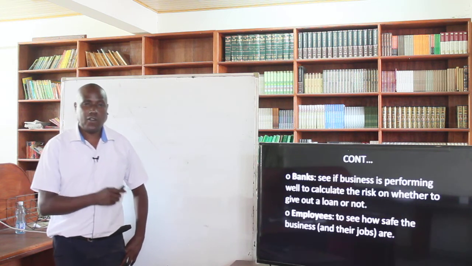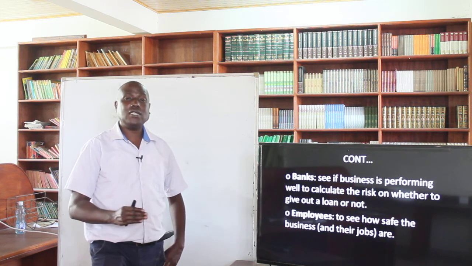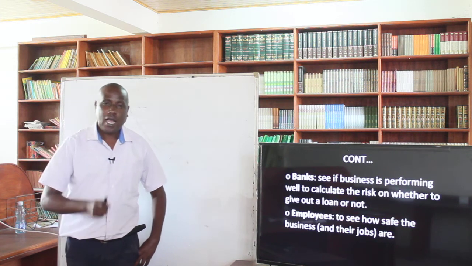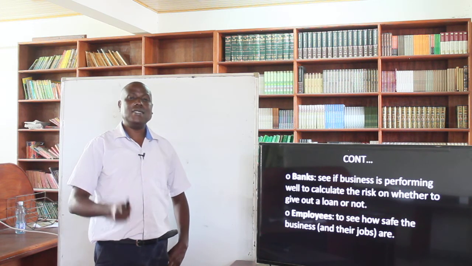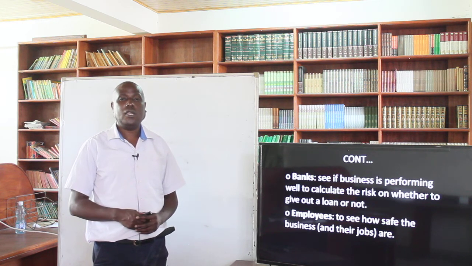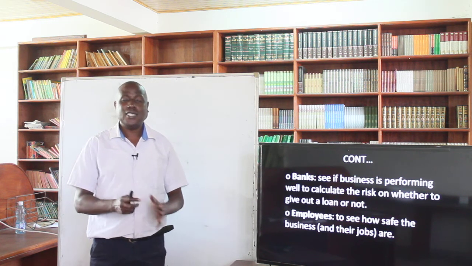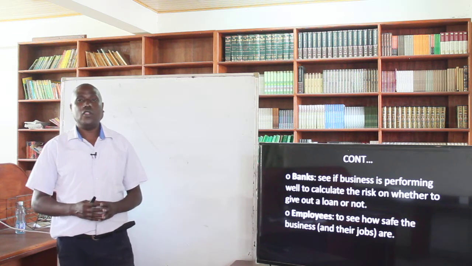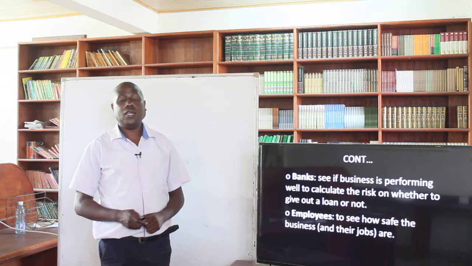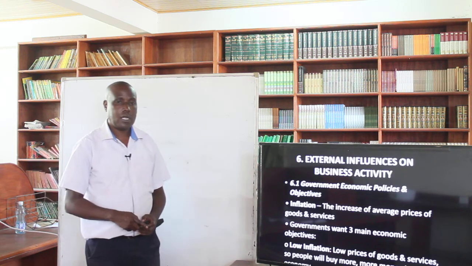And the last group of stakeholders are the employees. These are the workers or the staff. Why are they interested in the accounts? They want to see how the business is doing, and therefore whether their job is safe. If they see that the business is having liquidity problems, it cannot settle smaller debts, then they know their jobs are not very safe. That's why they want to see the profitability or the liquidity ratios.